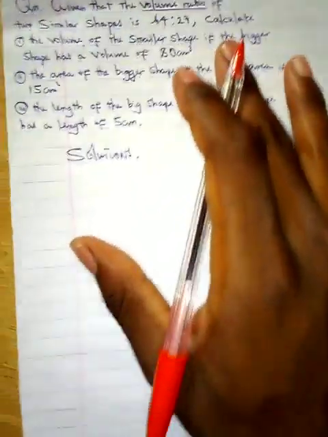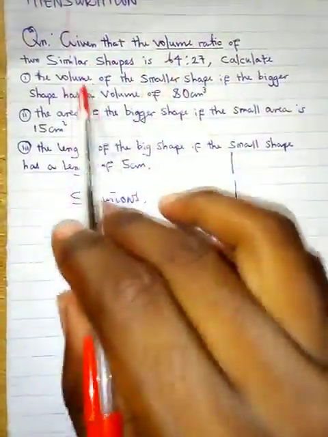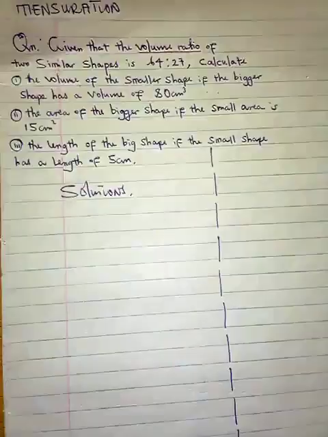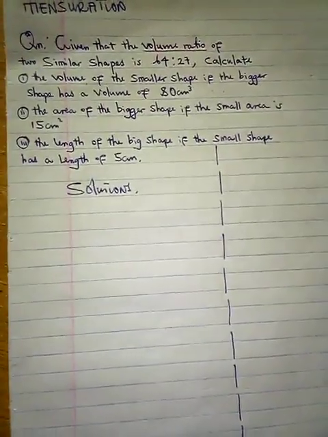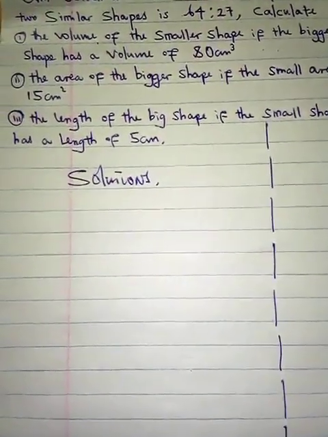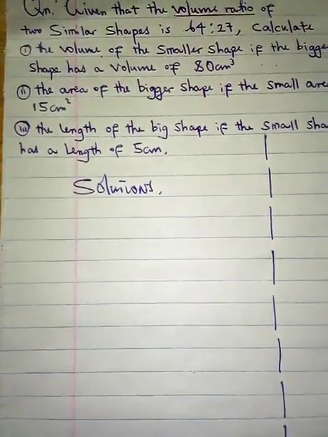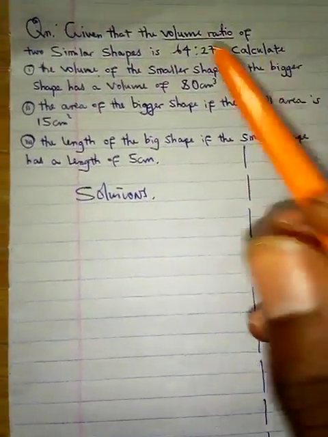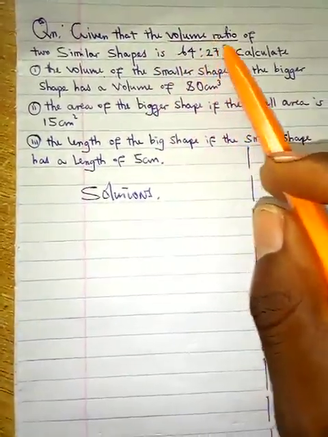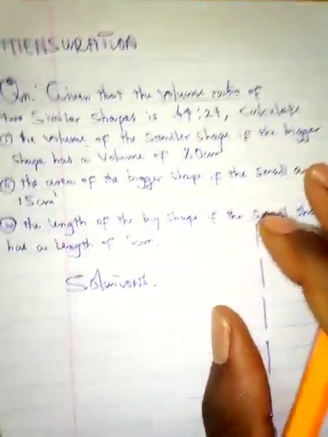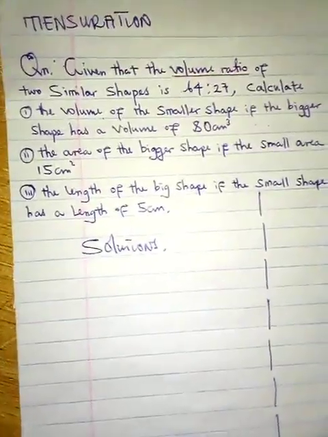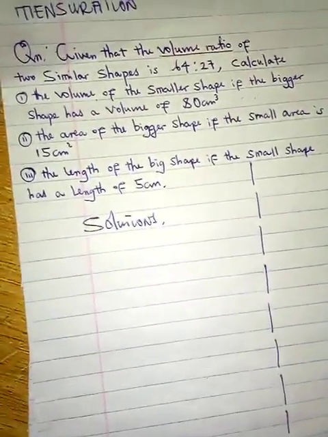So the first problem is regarding volume. So we are going to use the volume ratio directly. We won't convert the volume ratio into the area ratio or into the perimeter ratio, anything like that. No, because this question is strictly involving volume. We're just going to use the volume ratio as it is without making any conversions. So let's see how we're going to handle it.